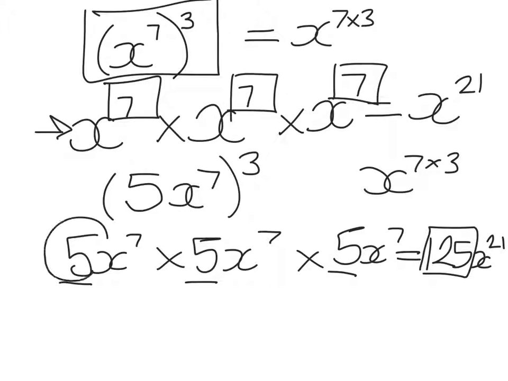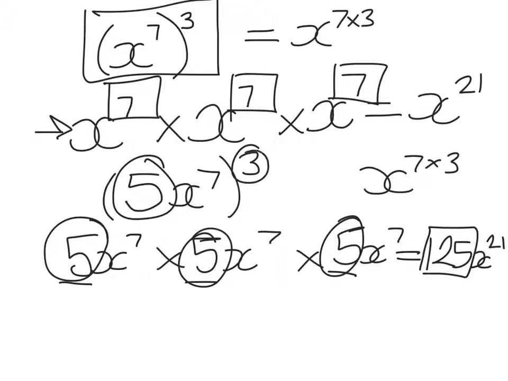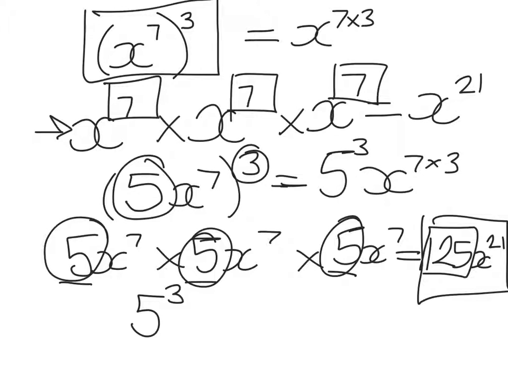Well, that came from doing 5 multiplied by 5 multiplied by 5. That is 5 raised to the power of 3. That is 5 cubed, which is 125. So you need to be careful when you're doing these that you don't just do 5 times 3 and end up with 15 there, because that would be wrong. You should end up with 125.